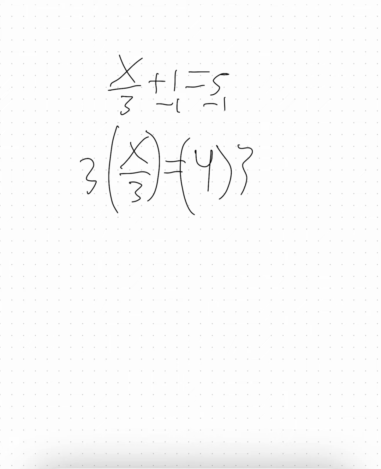Try this one out by yourself. x over 3 plus 1 equals 5. I'll give you a moment to try that out. Now, by now, you should know that we just have to get rid of this 1 right here. So, plus 1 and minus 1 makes a 0. 5 minus 1 is equal to 4. Now, how do we get rid of dividing by 3? We have to do the opposite of dividing by 3, which is multiplying by 3. A 3 for a 3. x is equal to 4 times 3, which is 12.